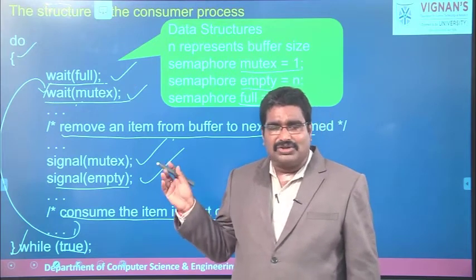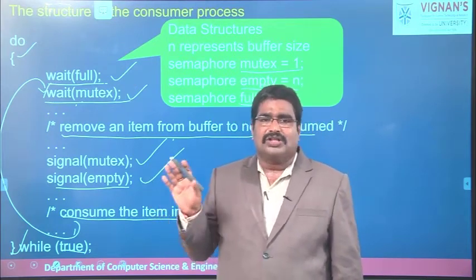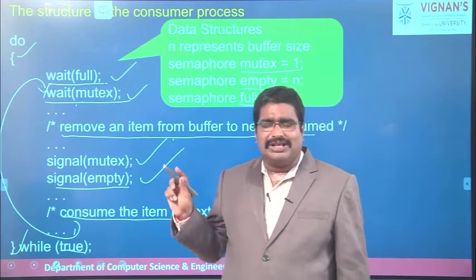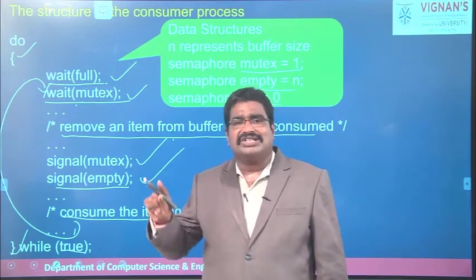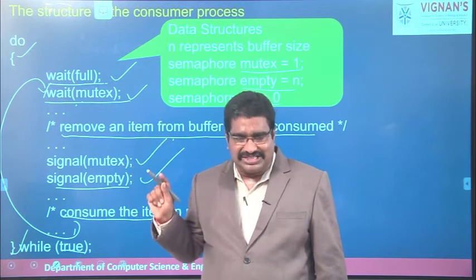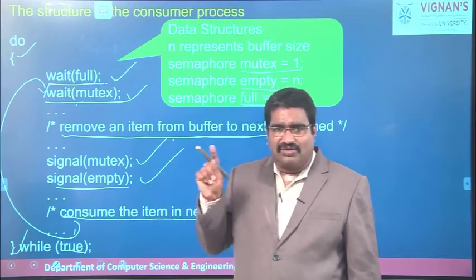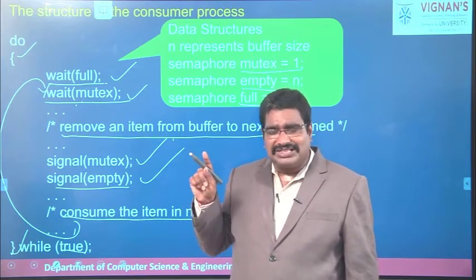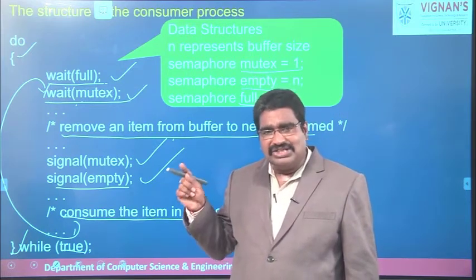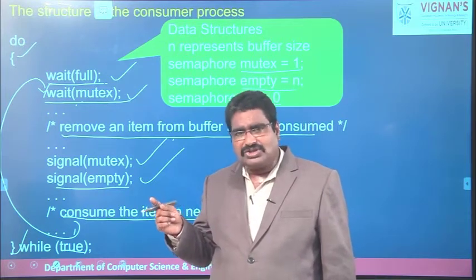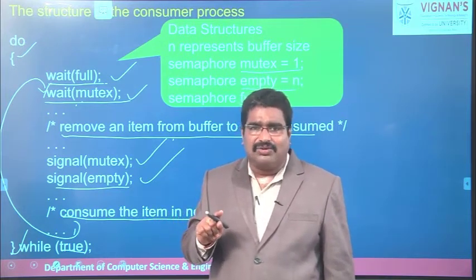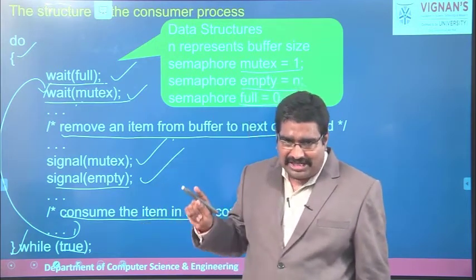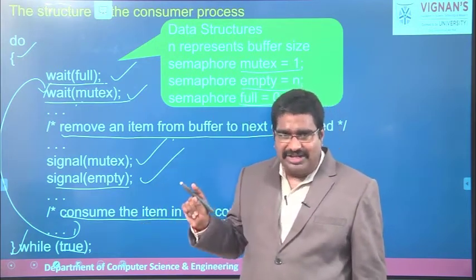So, here in this producer consumer problem, to achieve the process synchronization, what are the data structures we are using? Empty is a counting semaphore. Initially its value is equal to the buffer size, that is n, and full is a counting semaphore, its initial value is 0. And the next one, mutex, is a binary semaphore. At any instant of time, either the producer or the consumer, only one is allowed. To achieve the mutual exclusion condition, we use mutex as a binary semaphore, its initial value is 1.